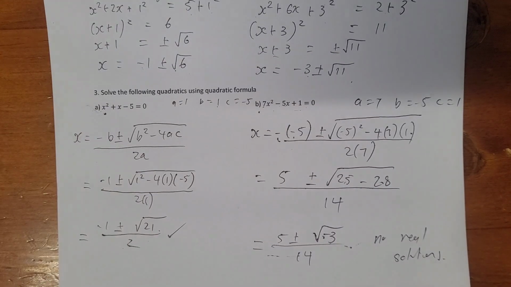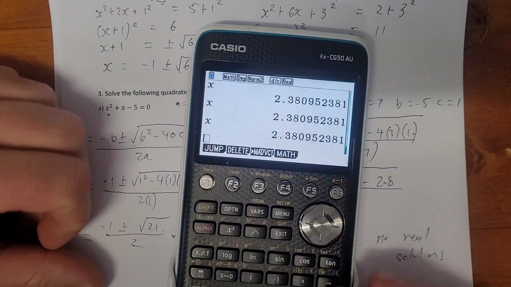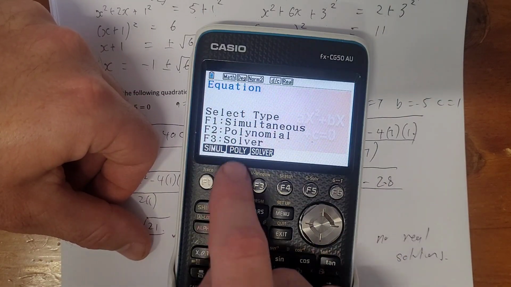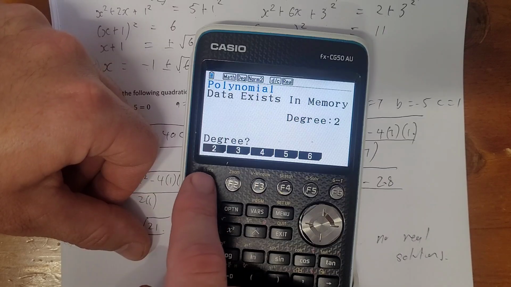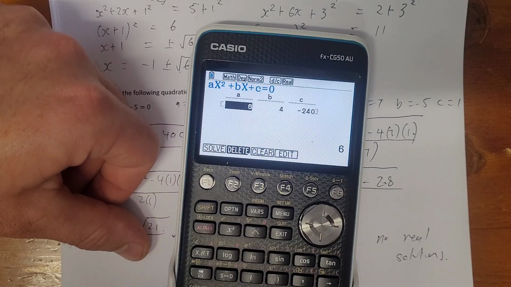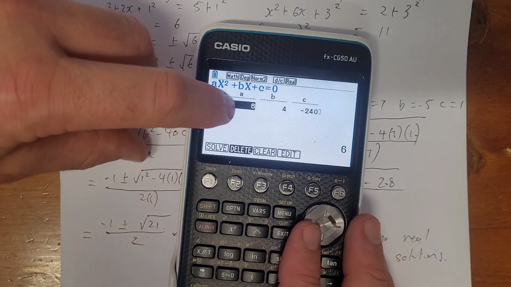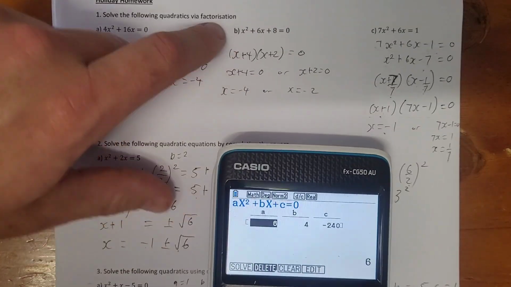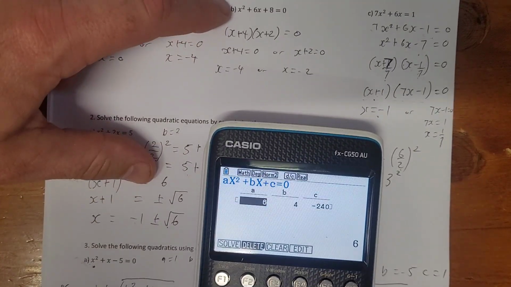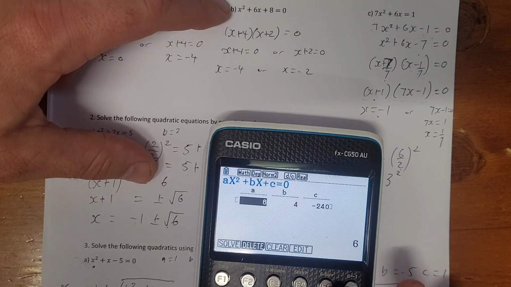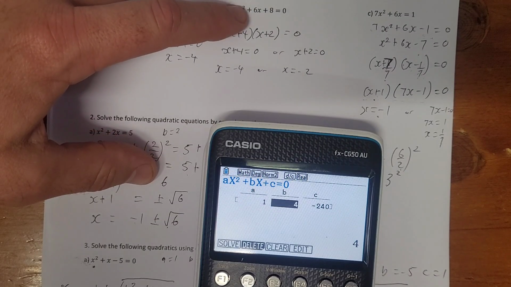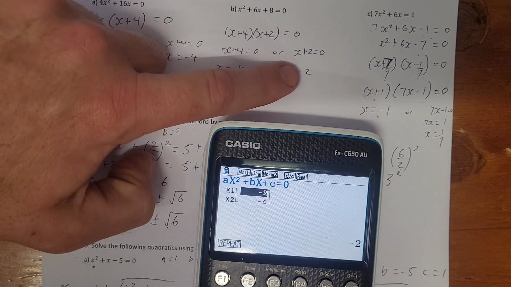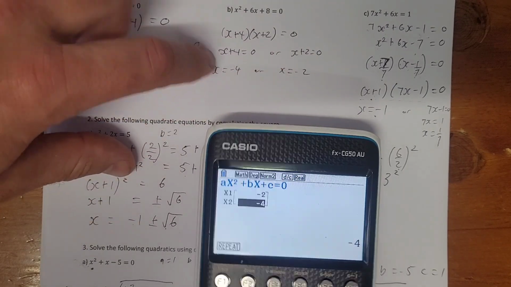Now, as far as using our calculators go, what we'll do is go to equation solver. We can go into polynomial. The degree is 2. For a quadratic, the degree is always 2. And then we're just inputting the values of a, b, and c. So we could do it for question 1b up here. We would have a is 1, b is 6, c is 8. So we could input those and get the solutions. x is minus 2 and x is minus 4.